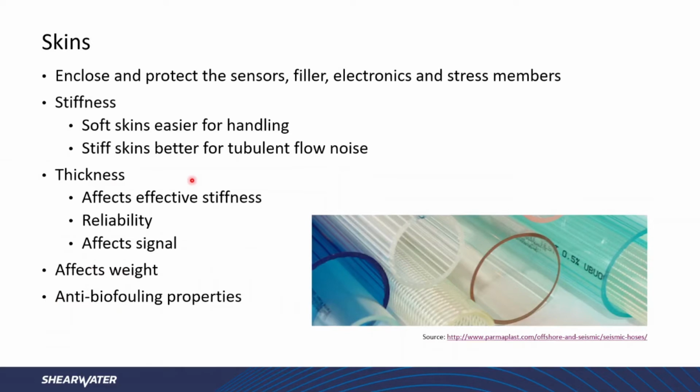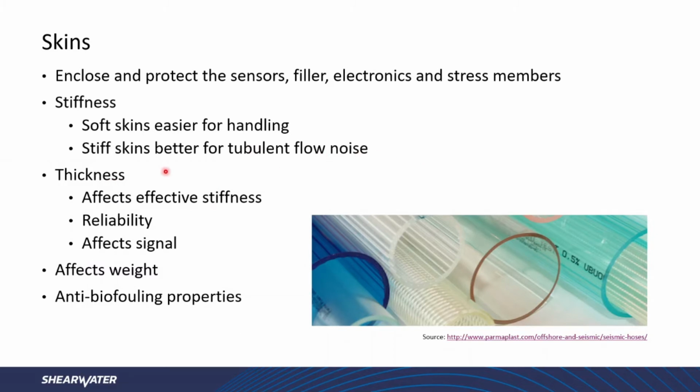Next to consider are streamer skins. Their primary purpose is to enclose and protect the sensors, fillers, electronics, and stress members. You have to make a choice about the skin's stiffness. But it's a trade-off. Soft skins are easier for handling, like moving, reeling, or storing. But on the other hand, a stiffer skin is better to mitigate the turbulent flow being recorded by the sensors, so it improves your raw sensor noise levels.